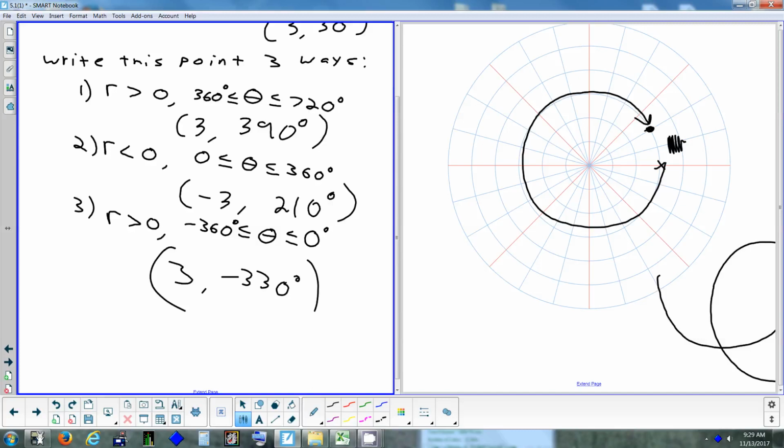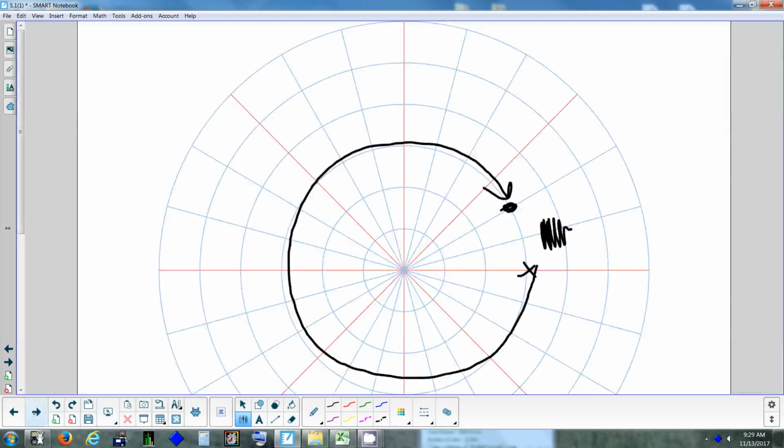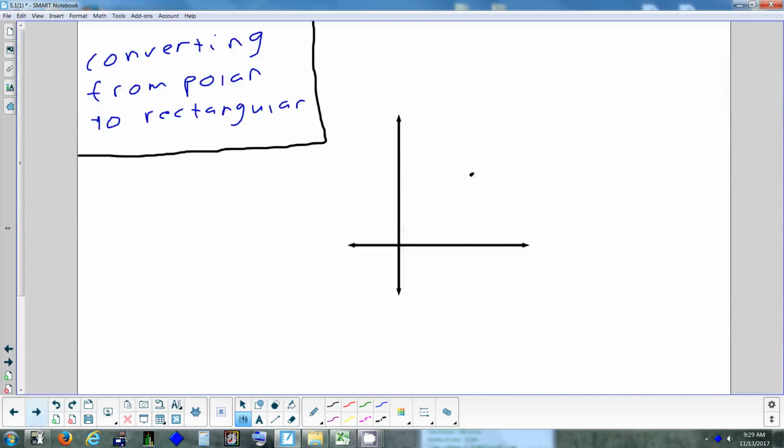Okay, so all different ways to get the same answer. Okay, any questions on that? All right, so last thing we'll look at, and it kind of leads into what we're going to pick up with tomorrow, is how we convert between a rectangular and a polar coordinate. Today, we're going to end with polar to rectangular. Tomorrow, we're going to start with the reverse. Rectangular to polar.